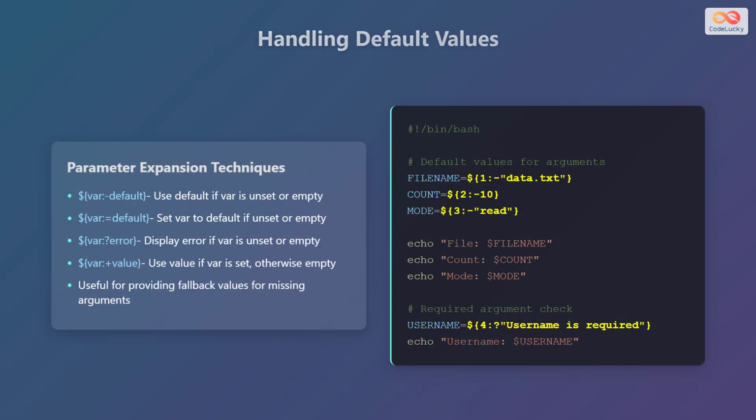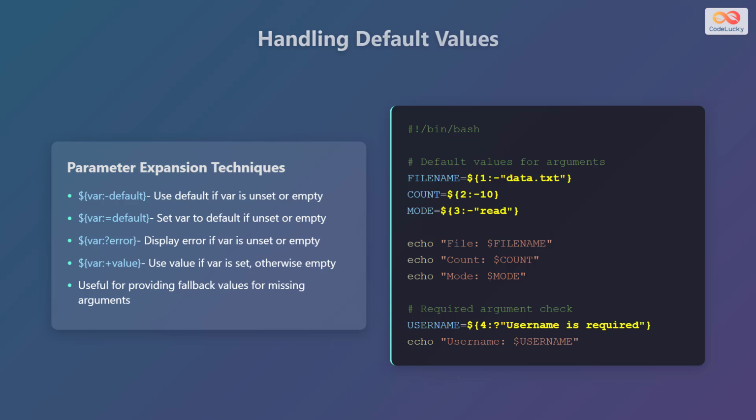Parameter expansion is a powerful feature in shell scripting that allows you to handle default values for variables, especially useful for command line arguments. There are several techniques. The first is ${var-default}. It uses the default value if var is unset or empty. The second is ${var=default}. It sets var to the default value if it is unset or empty.